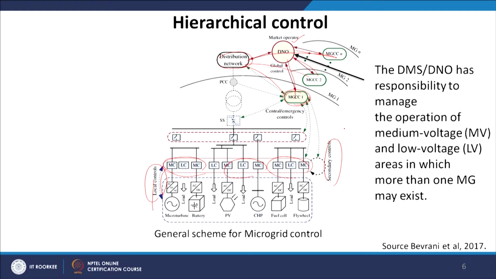The distribution management system or the distribution network operator has the responsibility to manage the operation of the medium voltage and low voltage area in which more than one microgrid is connected. If you have a single microgrid, certainly there is one-to-one communication, but if you have multiple microgrids, we have to utilize all of them effectively, so that the DNO can manage all the microgrids nicely.